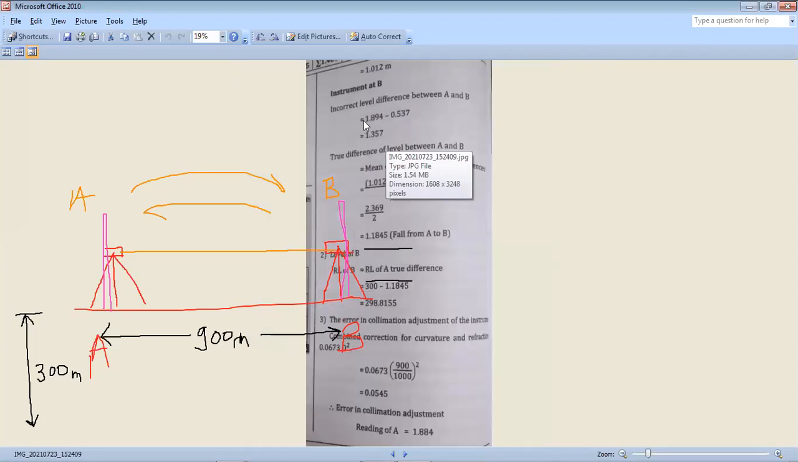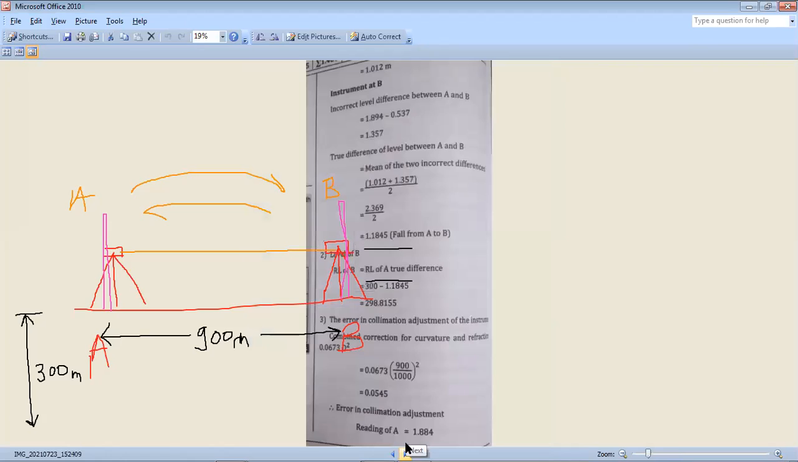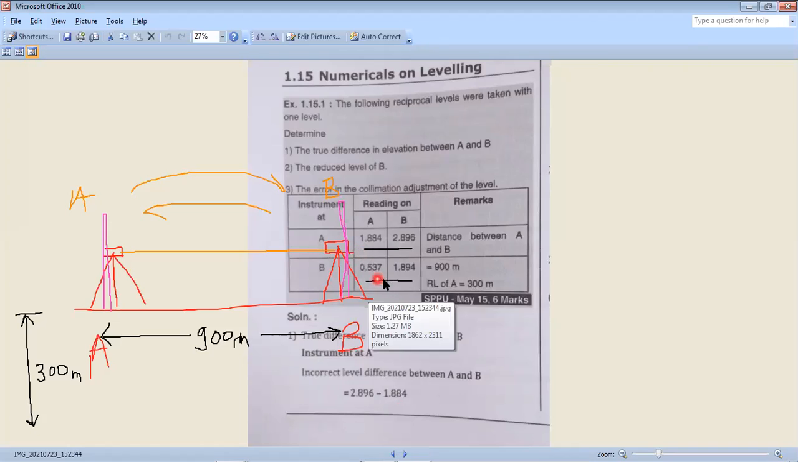Here you can see 1.894 minus 0.537. This is the difference at station B, as in the second step. In the first step, we calculated 2.896 minus 1.884. This is the difference at station A. And in the next step, we calculate it for station B: 1.894 minus 0.537. These are the readings taken when the instrument is at station B. Okay. Now you got this point.